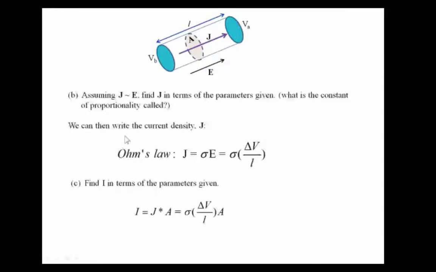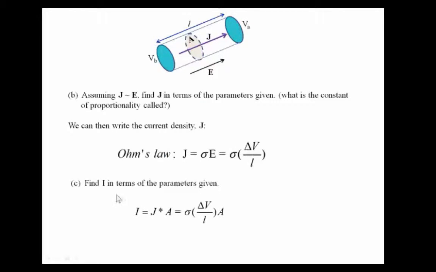The second part is to assume that J is proportional to E and find J. We have the current density, J, and by Ohm's law we set that equal to sigma times E. And all we have to do is substitute E in, which we just found. So the current density will be equal to sigma delta V over L. So you can see that if you have a way of keeping this under control so that you can maintain delta V, then you're going to have a current density.